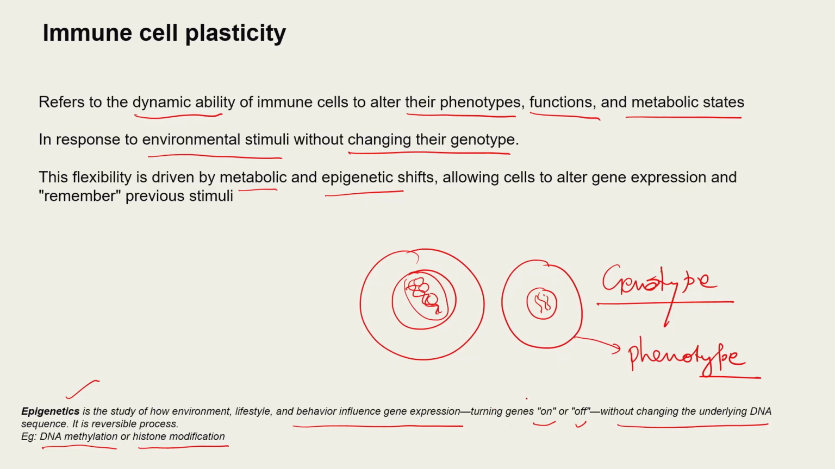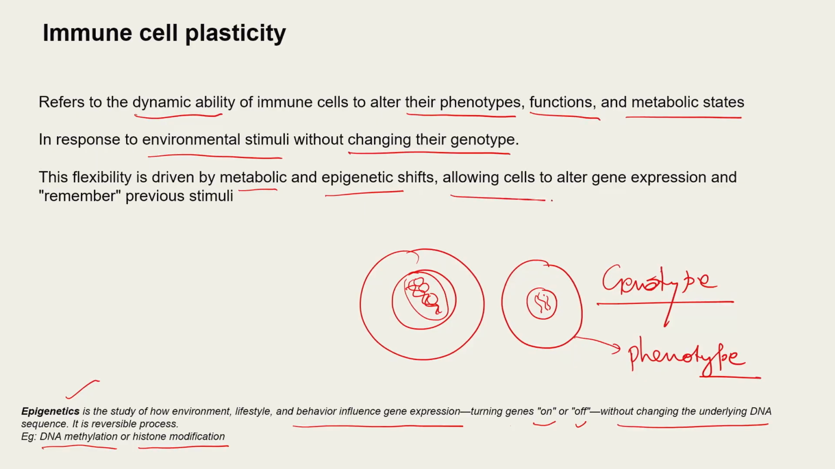And again, DNA methylation. The way the histone is modified, similarly the DNA can also be modified, where the charge of the DNA can be altered because of the addition of methylation, and DNA methylation could vary gene expression in a different style. So essentially this immune plasticity we are discussing, the change in phenotype without a change in genotype, could be because of environmental factors, which could lead to alteration in metabolism and also epigenetic shifts, allowing the cell to alter gene expression and remember the previous stimuli.